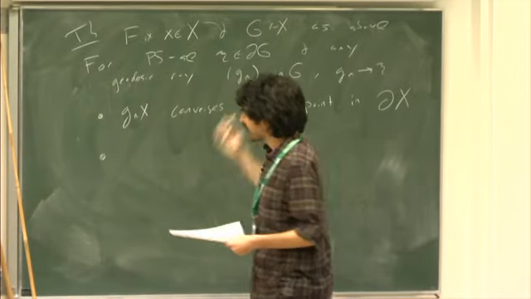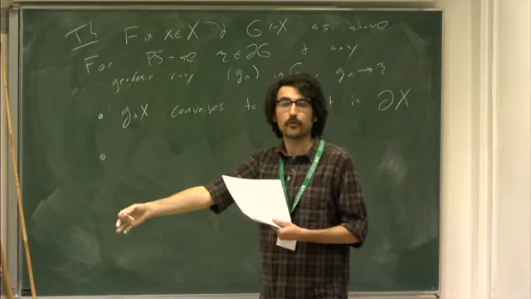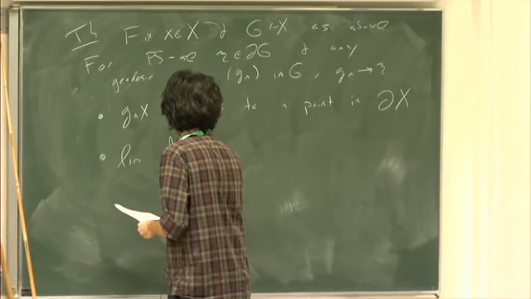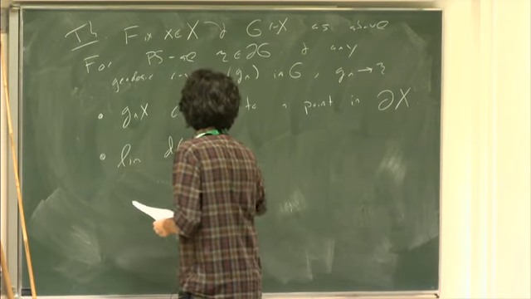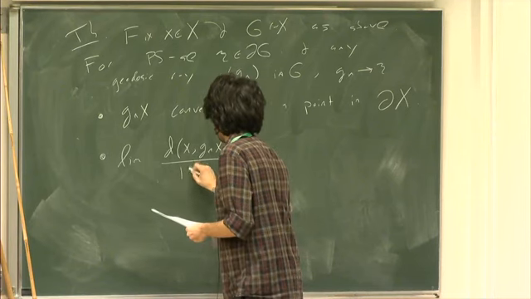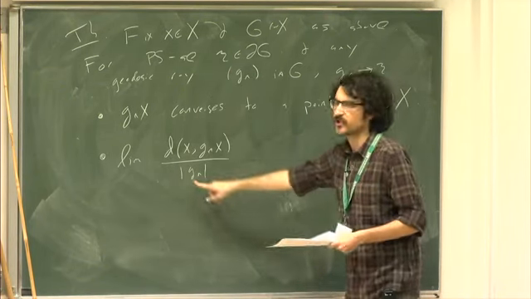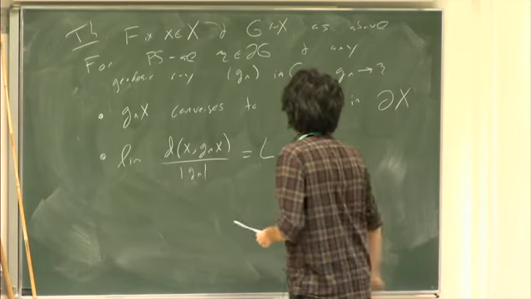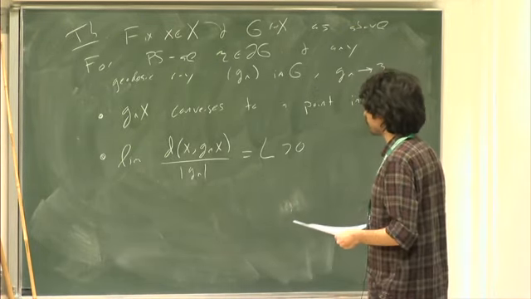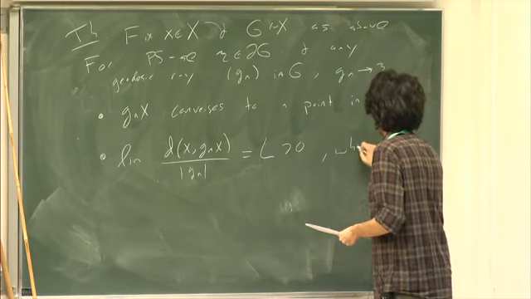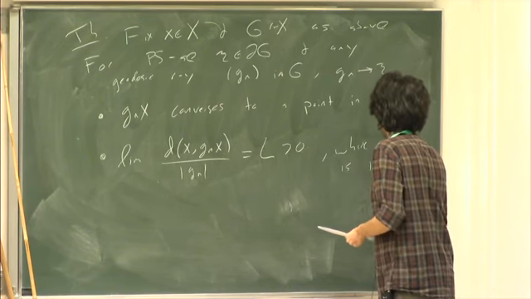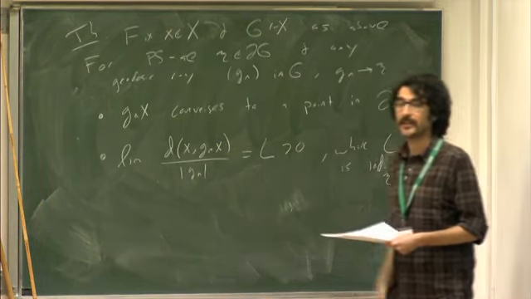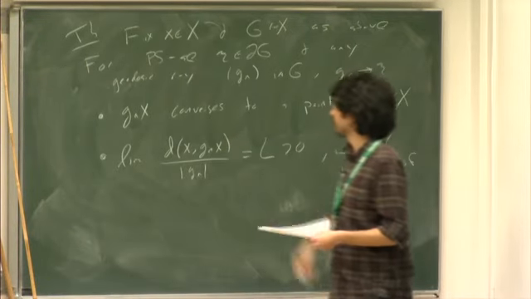Second, we converge to a point in the boundary of X at a uniform rate. If we look at the limit of the distance between X and GnX divided by the word length of Gn, which is just n, since Gn is a geodesic ray starting at the identity, this equals some constant L that's greater than 0, where L is independent of eta. So there exists an L just depending on the action, such that typically I go to infinity at the rate L.